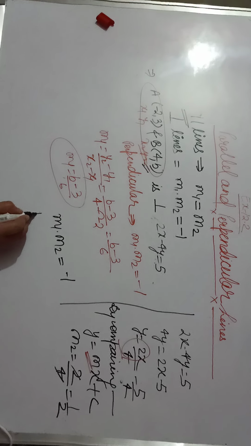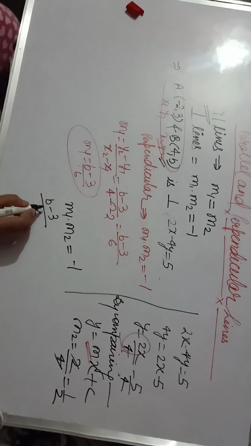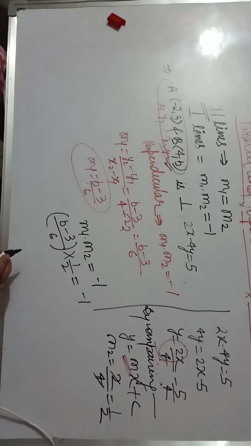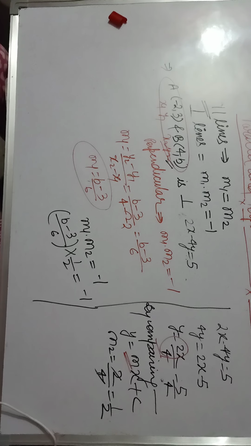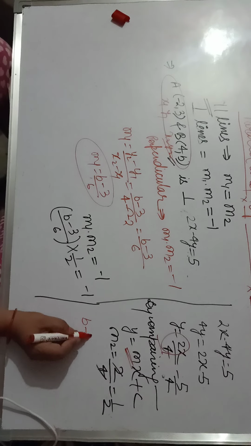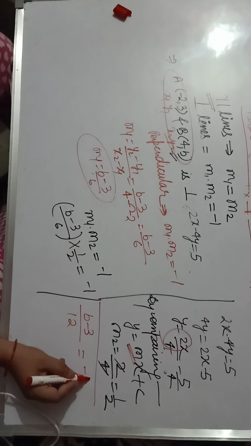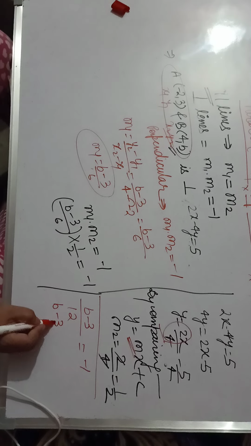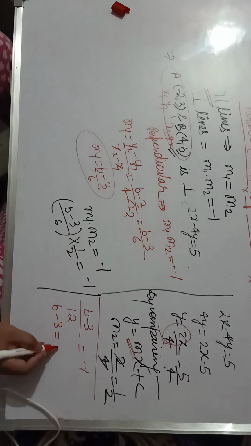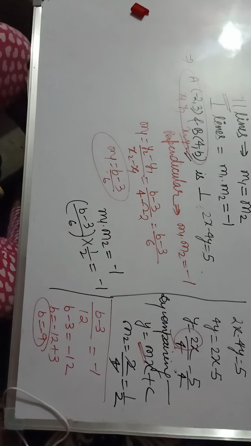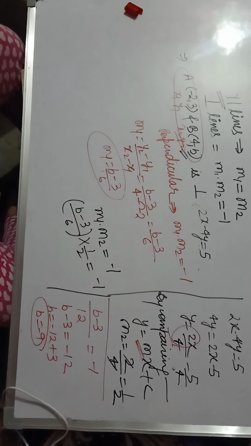In place of m1, b minus 3 by 6, and m2 is 1 by 2, is equal to minus 1. So this is b minus 3 upon 12 is equal to minus 1. So b minus 3 is equal to minus 12, b is equal to minus 12 plus 3. So b is equal to minus 9. This is the value of b.